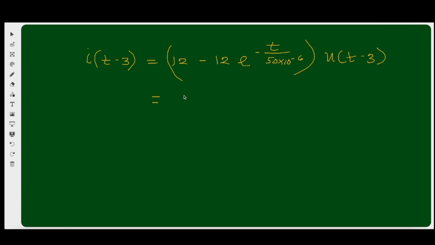So what do we have here? We have 12 minus 12 e raised to the power minus 20,000 t, since 1 over 50 times 10 to the power minus 6 is 20,000. So this is the answer for our complete response. And that's straightforward.